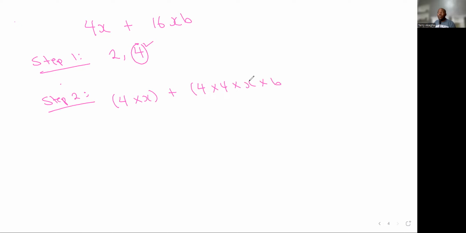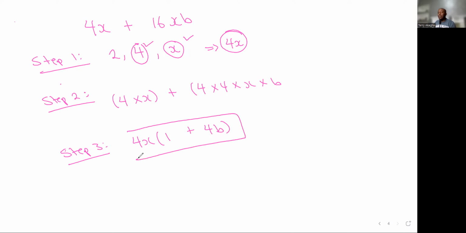But if you look at this closely again, you also notice in addition to this, x is also common between both of them. So you can see x in the first one. You can also see x in the second one. So that means the common factor now should be 4x. So if we want to factorize now, we're going to bring the common factor 4x out, and we're going to be left with 1 plus, you bring 4x out, you're going to be left with 4b, and the answer will be that.